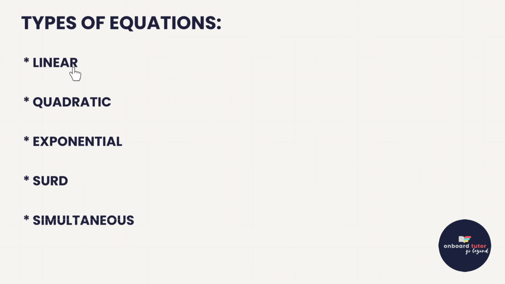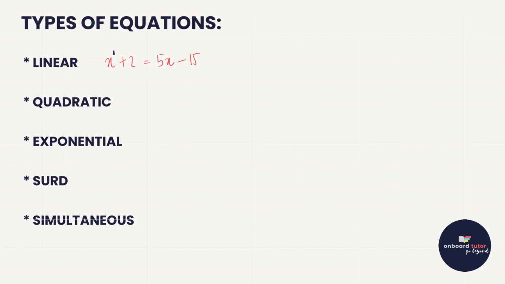So the first type we were exposed to would have been the linear equation, and you would have had something like x plus 2 equals 5x minus 15 or something like that. This is linear because x is to the power of 1, and so you would simply have all your x's on one side, all your constants on the other side, and you could solve.